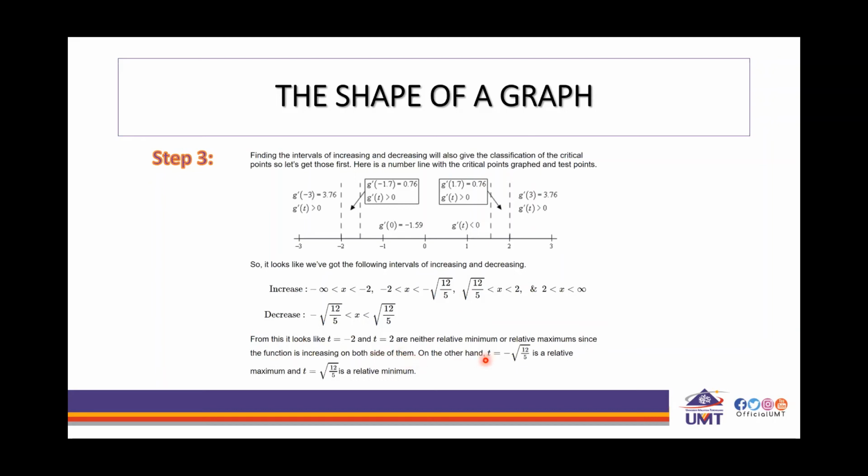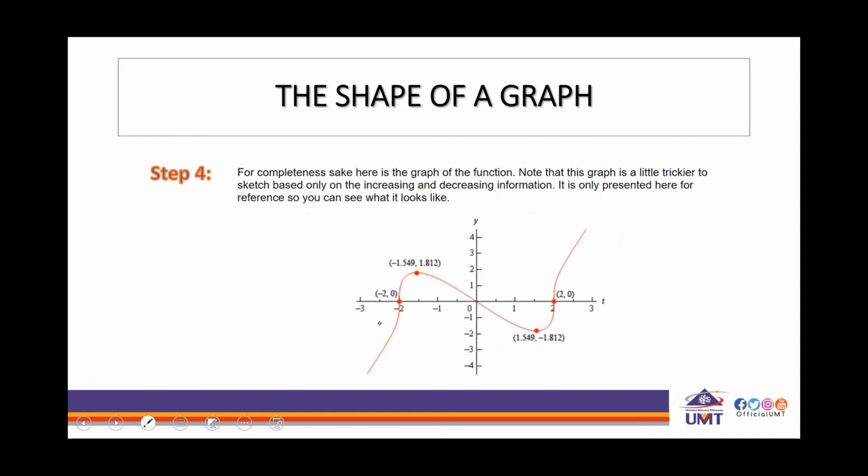On the other hand, at t equals negative 1.549 is the relative maximum, and t equals 1.549 is a relative minimum. Okay, that's what I wanted to explain to you. Are there any questions, students? No questions? It's okay, if there are no questions, we move on.